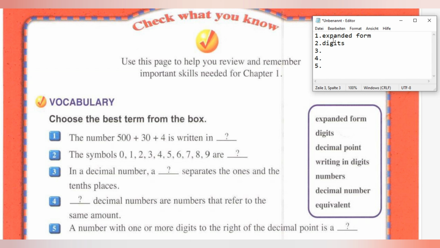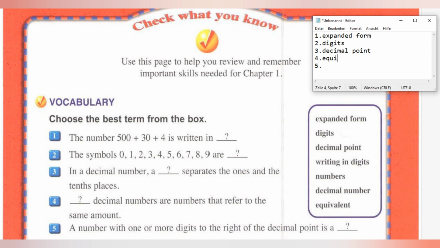Be careful there. The solution is not numbers, okay? And a decimal number, something separates the ones and the tens places. It's of course decimal point, okay? The question number 4, something. Decimal numbers are numbers that refer to the same amount. If you hear same amount, it will be equivalent. So the solution is equivalent decimal numbers.